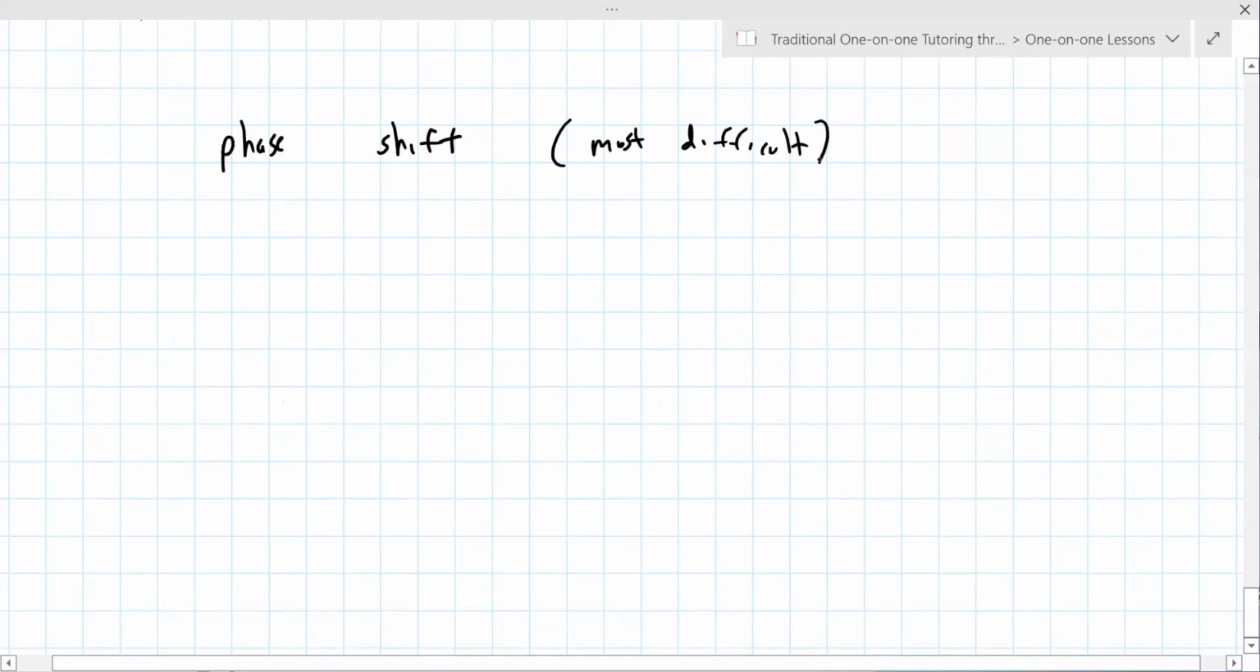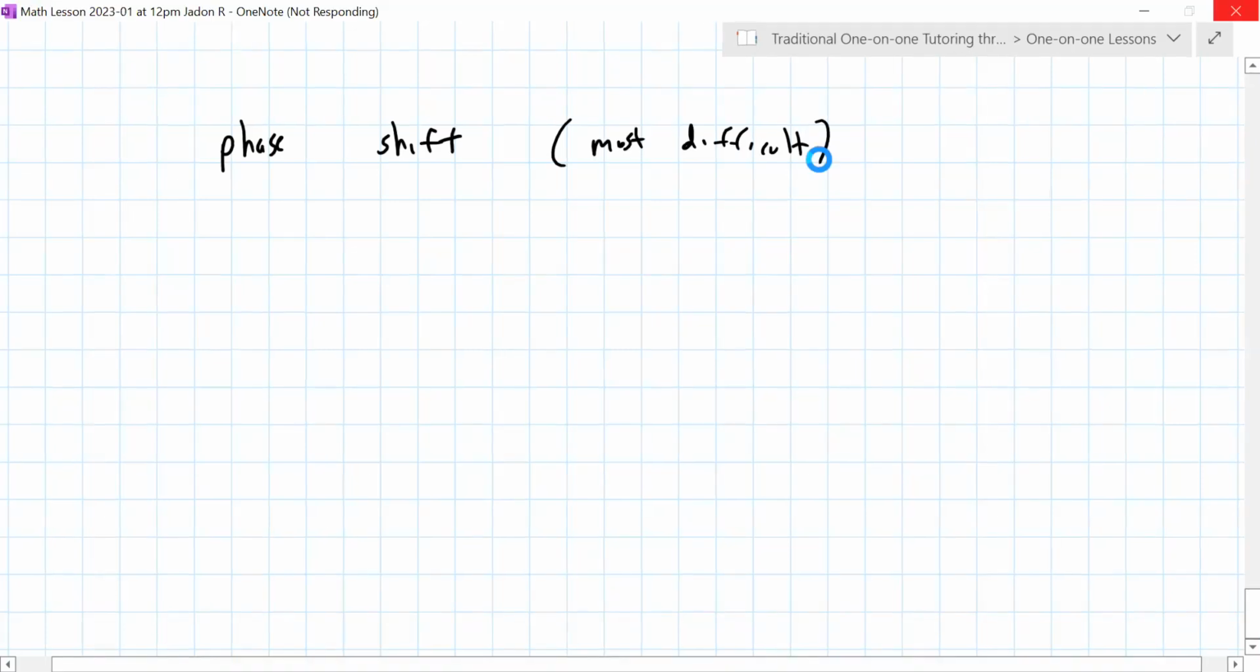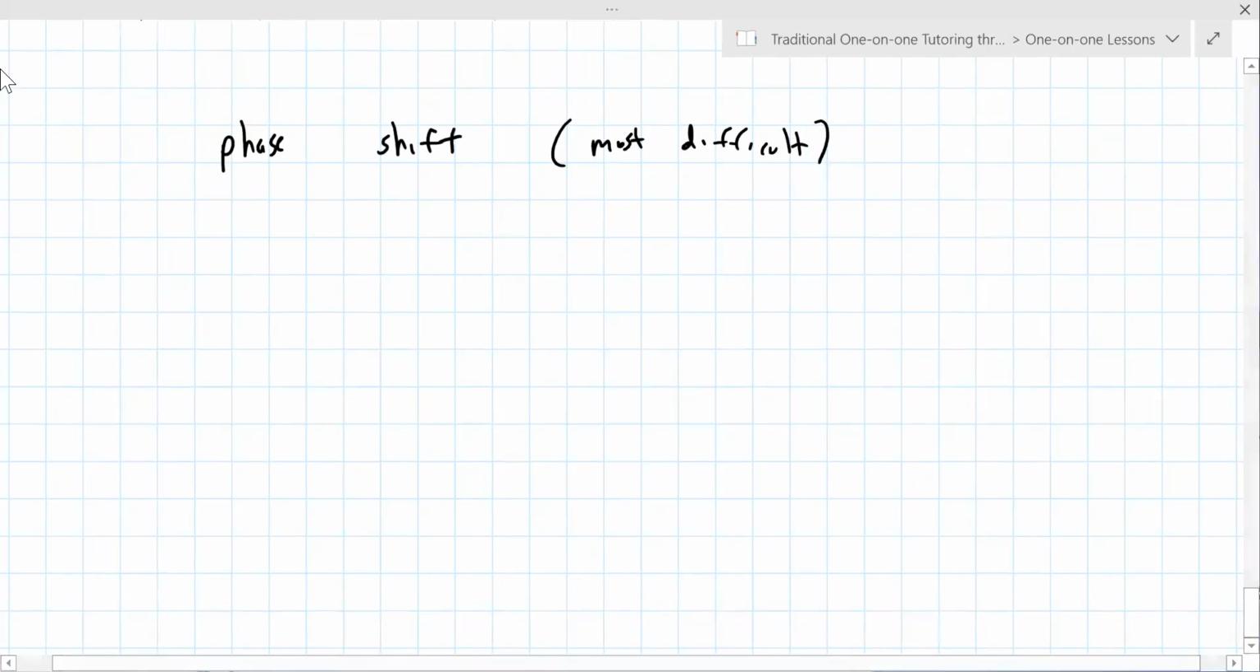So it's kind of like when we were doing rational functions, like sometimes you start out by figuring out the vertical asymptote, and then later on you learn that they're holes. That's kind of what's going on here. You actually start with the phase shift before the period.